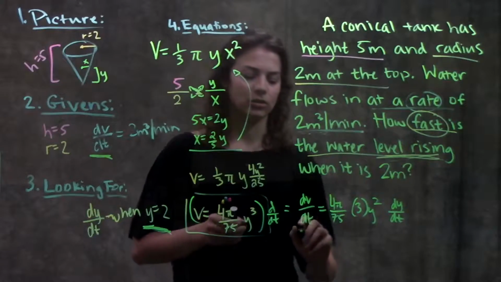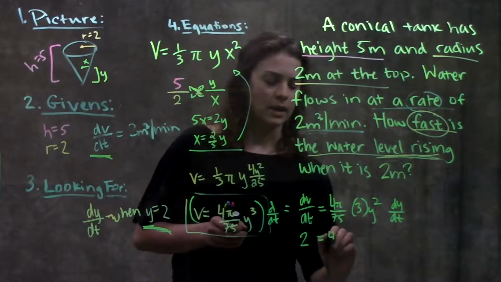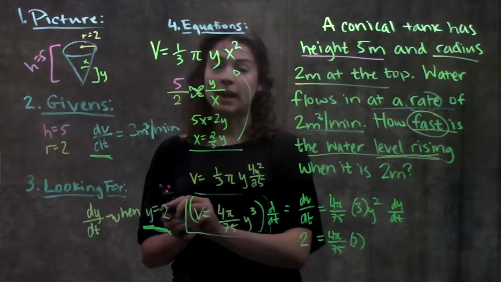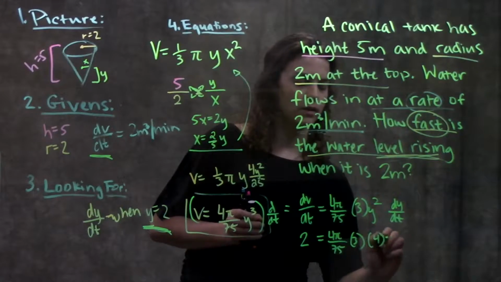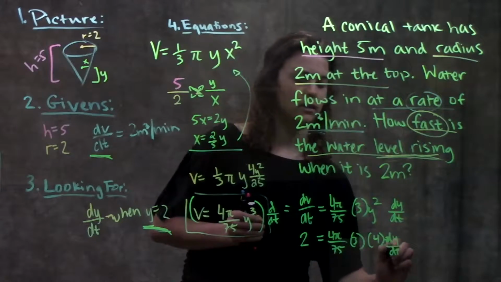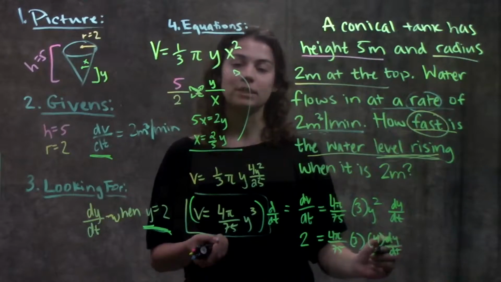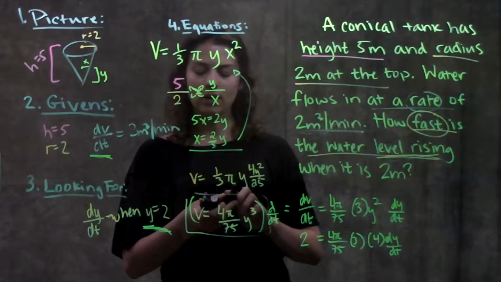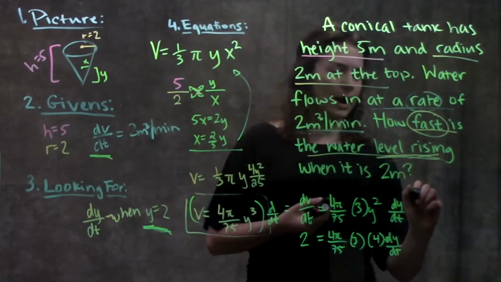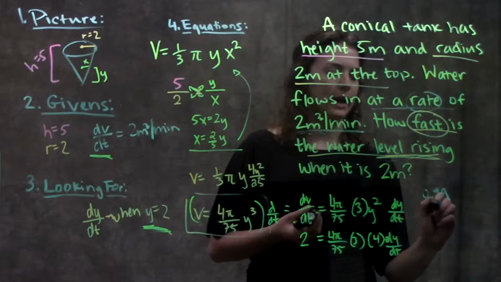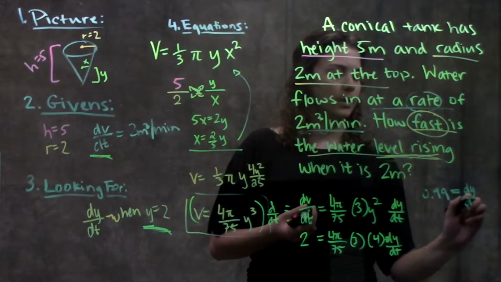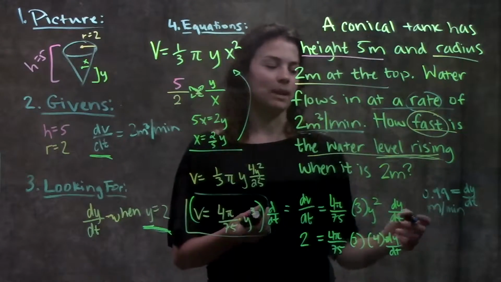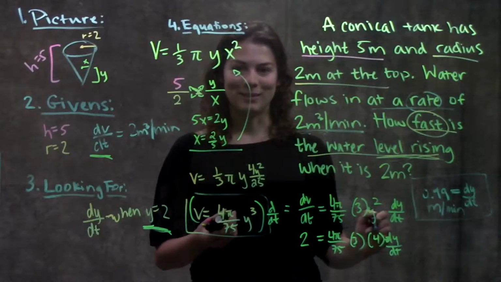The dv dt they told me was 2 meters cubed per minute equals 4 pi over 75 times 3. The y they gave me was 2. 2 squared gives me 4. Times dy over dt. Okay, from here, now I can just solve for dy dt like I normally would. Multiply all this out, divide it over to the left side, and when you do all that, you should get that dy over dt is equal to 0.99 meters per minute. Remember my units here. It's just a measurement of height, so my units are just meters per minute. And that's it for this problem.